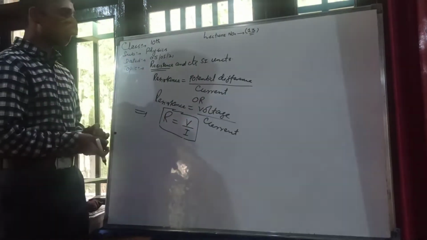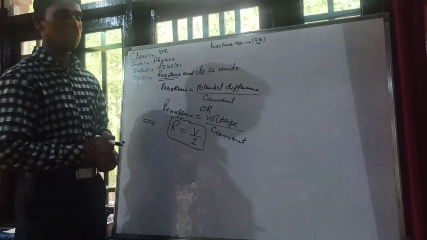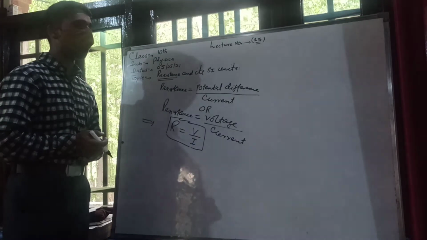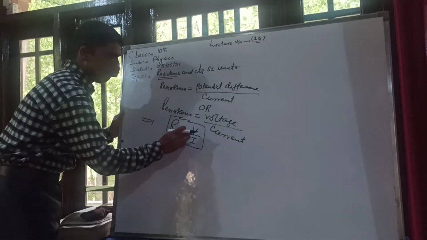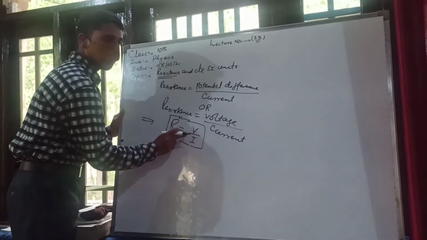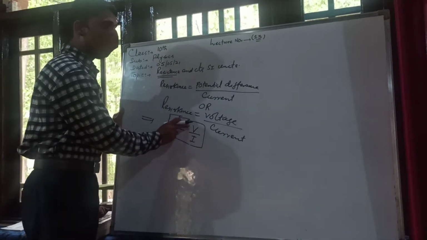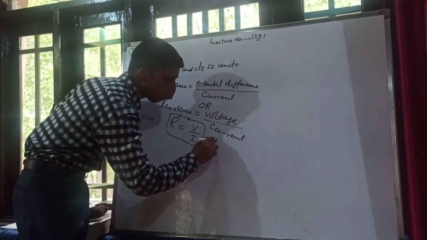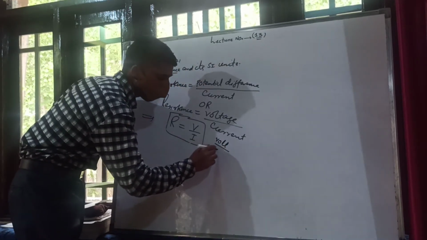Now let us move ahead, and we will talk about resistance. What is its SI unit? What is the SI unit of resistance? As we have R is equal to V by I, let us try to know what is the SI unit of potential difference or voltage. As I have told you before, the SI unit of potential difference is volt. Divide by the SI unit of current, which is ampere.